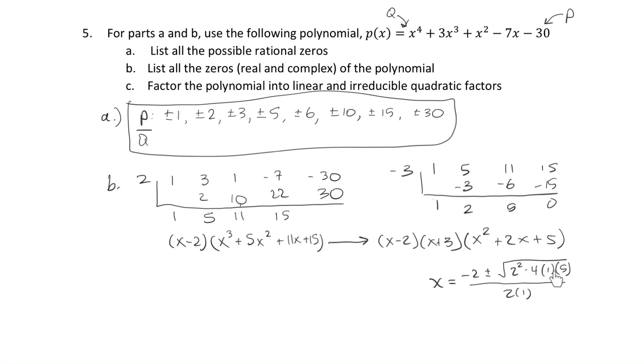So 4 times 1 times 5 is 20. This is 4. So 4 minus 20 is negative 16.